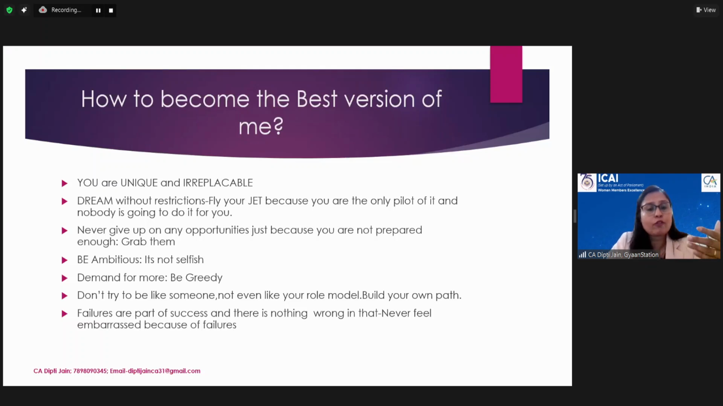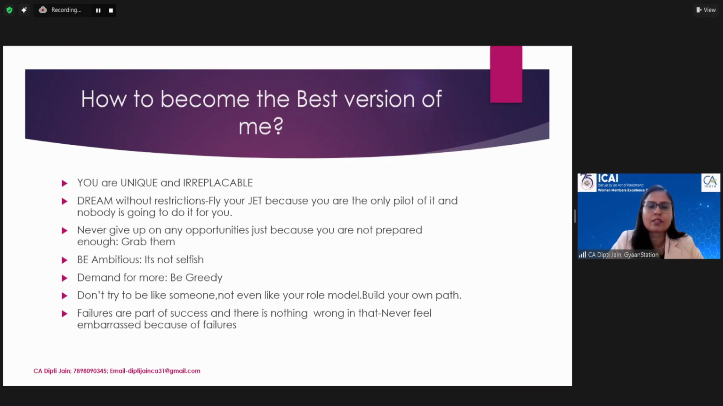जो वहाँ, if you think that somebody is sitting on the top, that person is very well prepared, he knows everything, तो उसको भी कुछ नहीं आता है, जितना आपको आता है उतना उसको आता है. So always move ahead in your life and take the opportunities. Be ambitious. It's not selfish at all. It's not selfish to be ambitious.